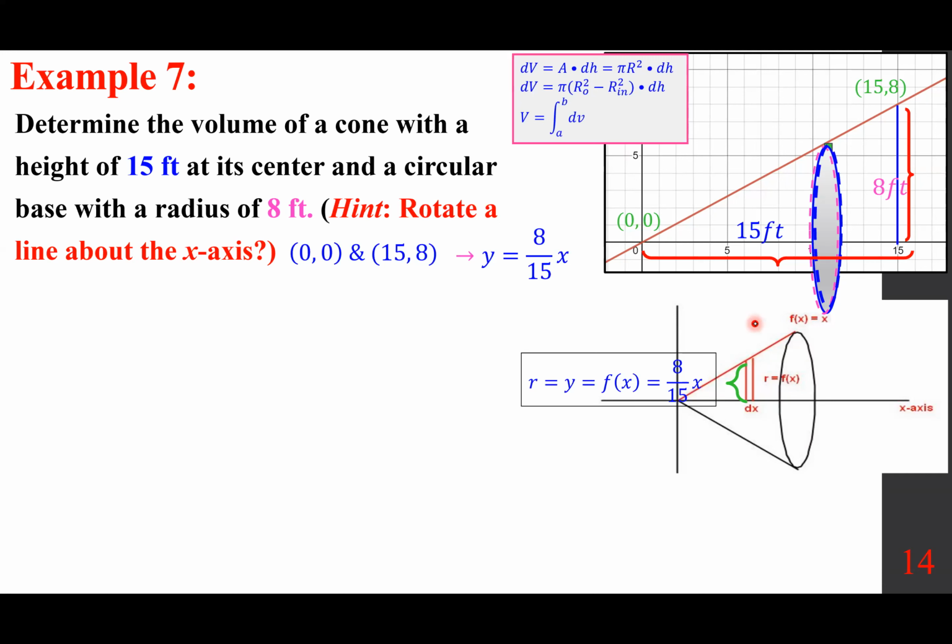And then we plug in 15, 0 gives you 0. So 15 cubed, when we do the math, we end up with 320 pi cubic feet, which is an exact answer.